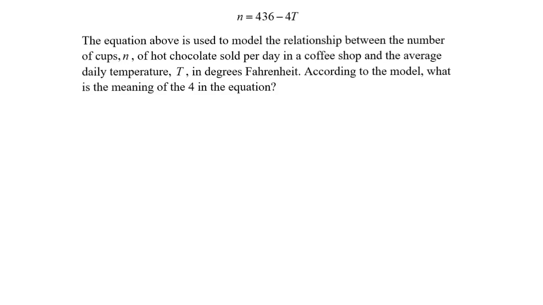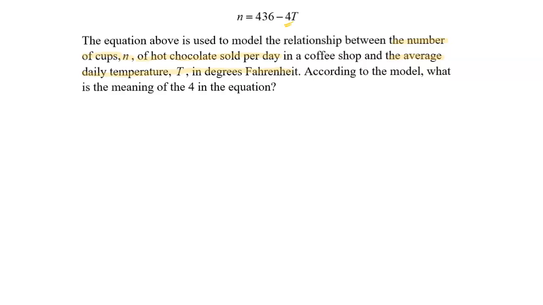And we're told that the equation is used to model the relationship between the number of cups n of hot chocolate sold and the average daily temperature T in degrees Fahrenheit. So again, notice that n is the number of cups of hot chocolate sold per day, and the average daily temperature, capital T, is in degrees Fahrenheit. And we want to know what is the meaning of the 4 in this particular equation.